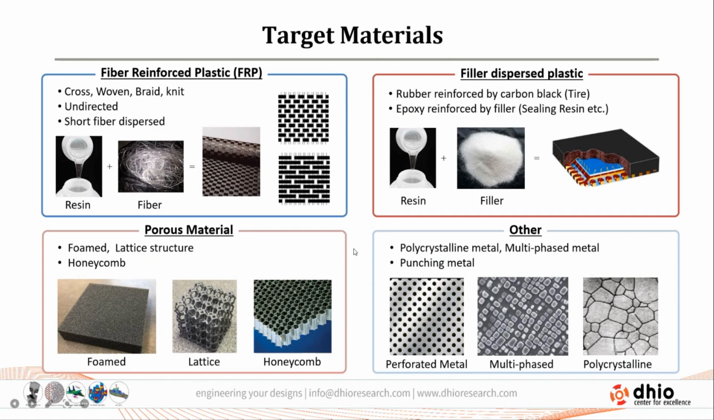This particular multi-scale simulation software is targeting different composite materials, starting from fiber reinforced plastics, which are widely used in aerospace industries, and also filler dispersed plastics, which are mainly used in electronic industries. And other than that, materials like porous materials, foamed lattice structures, honeycomb materials. It can also be used for property prediction of polycrystalline metals, multi-phased metals, and punching metals.